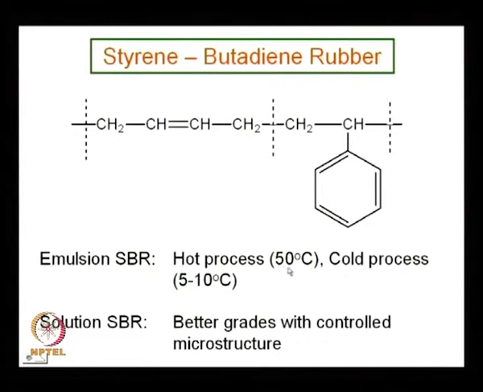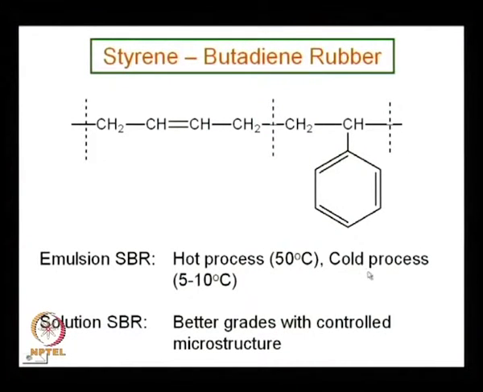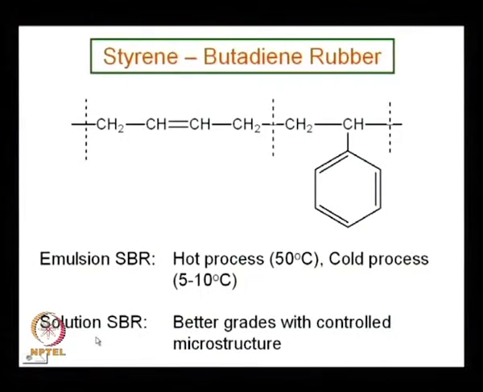One is a hot process carried out at 50 degree Celsius, and the cold process is carried out at around 5 to 10 degree Celsius. These processes give different microstructures of the polymers, and due to the difference in microstructure, their processing characteristics and their final vulcanized properties depend on the process by which they are synthesized. Because of those things, a large number of grades where such variations exist are commercially available in the market. So, you have to select a suitable grade for your rubber product you are going to make.